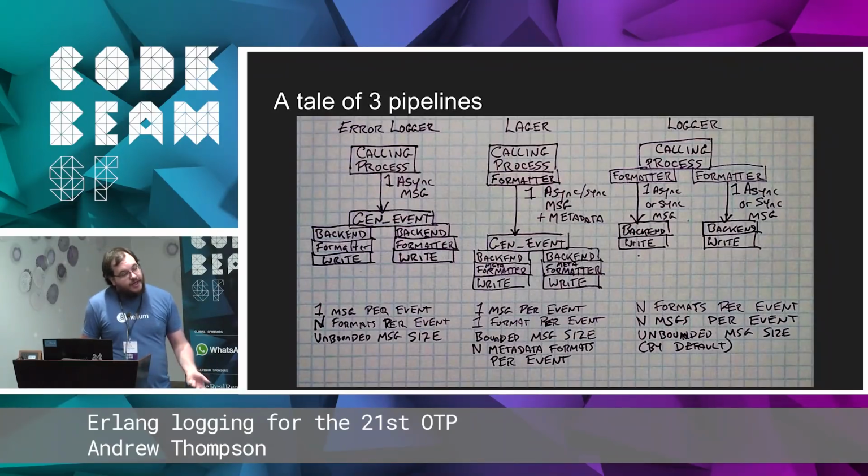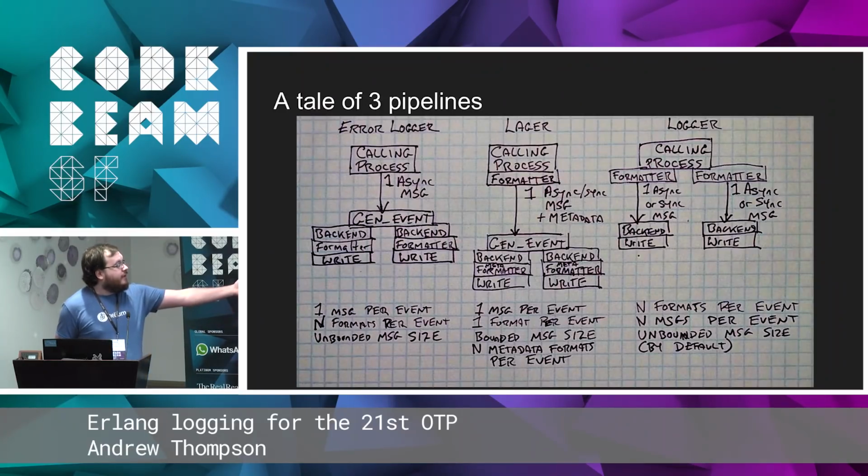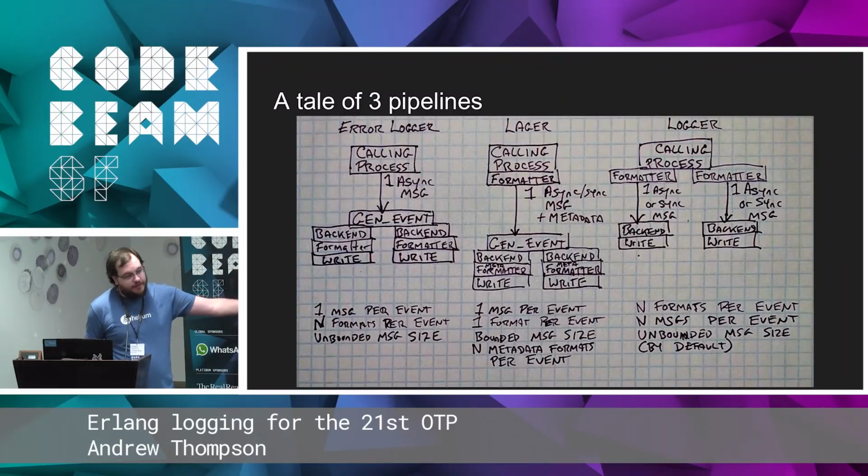The logger formatter does not allow you by default to make a message that is larger than 1 kilobyte. It is forbidden at compile time. And then the only unbounded operation is doing the metadata formatting, which is relatively cheap usually. There's probably enough rope to hang yourself there if you want to, but it's not as easy.